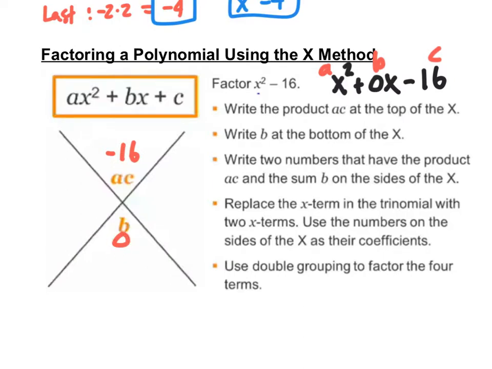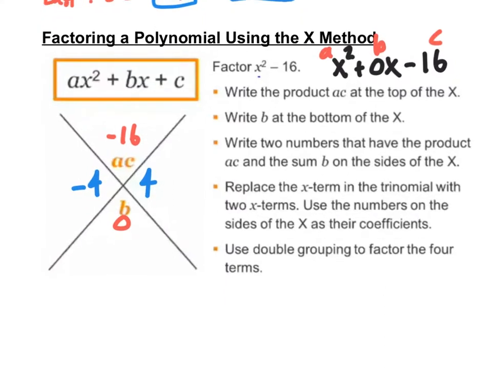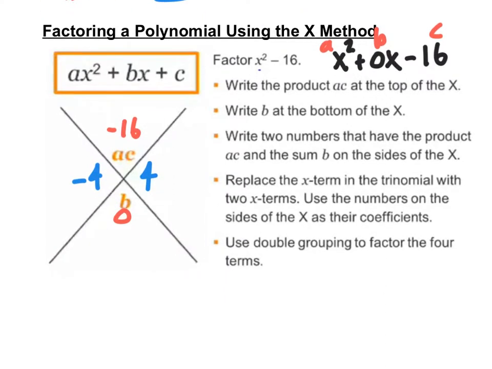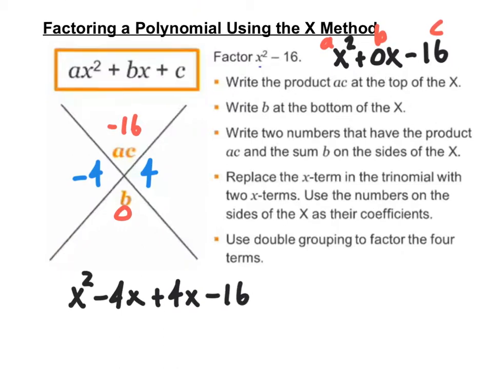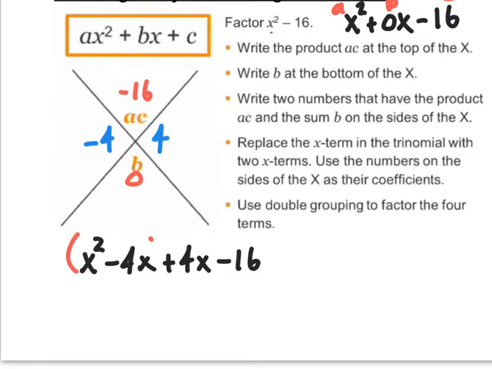And those two numbers are negative 4 and positive 4. Okay, so what I'm going to do is split this middle term up and rewrite this as x squared, minus 4x, plus 4x, minus 16. Okay, and what I want to do now is double group this, group this any way we can.